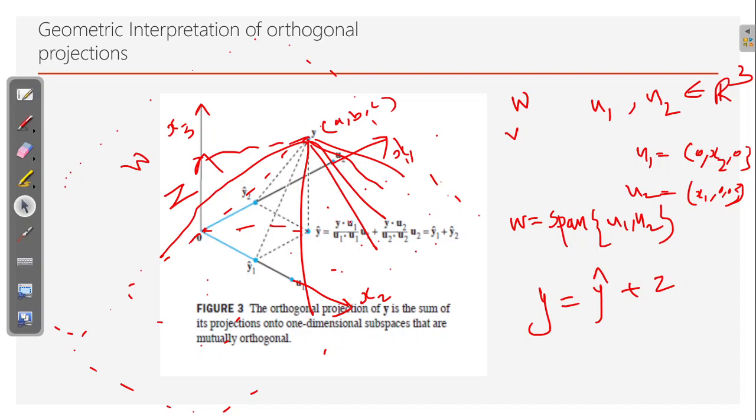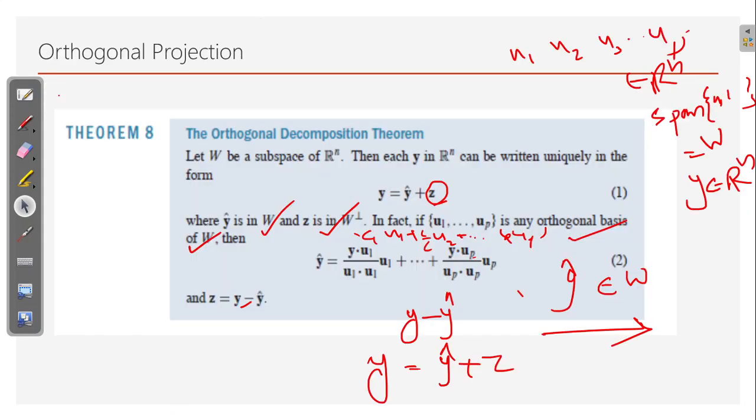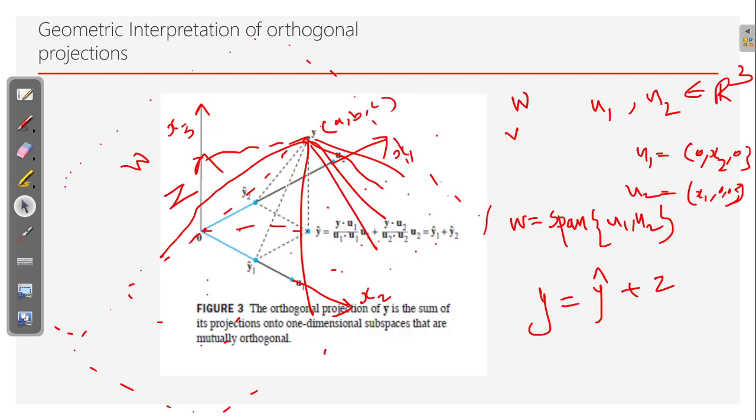Right. Now I have this y cap. Now I am projecting this y cap again onto the vectors u1 and u2. Again I am projecting this vector, so what will I get? I get y1 cap and y2 cap. Then again I am applying this orthogonal decomposition theorem. So you can write this y cap equal to y1 cap plus y2 cap. And this y1 cap and y2 cap are nothing but your orthogonal projection of y onto u1 and u2 respectively.